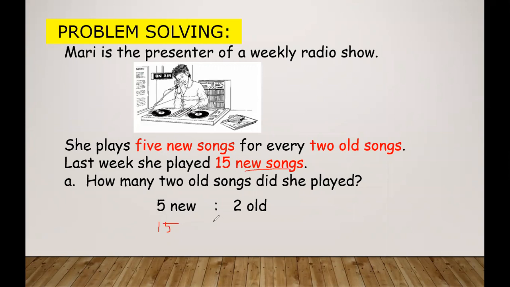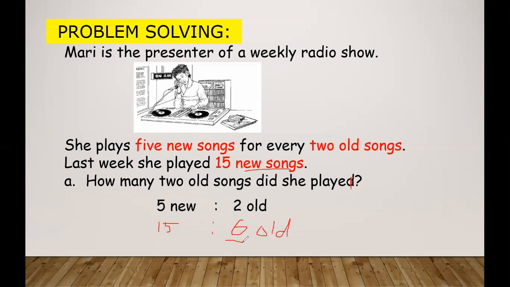So how many old songs? What did we multiply 5 by to give us 15? 3, or 15 divided by 5 is 3. So 2 times 3 is 6. So there are 6 old songs. So this is the answer.